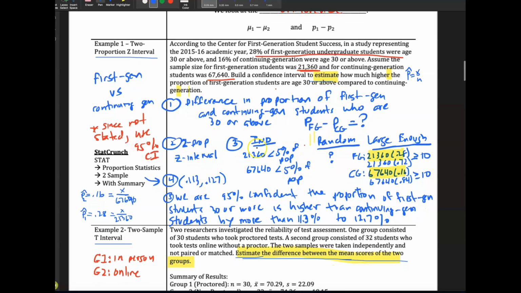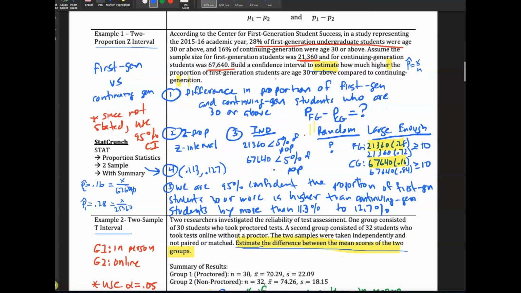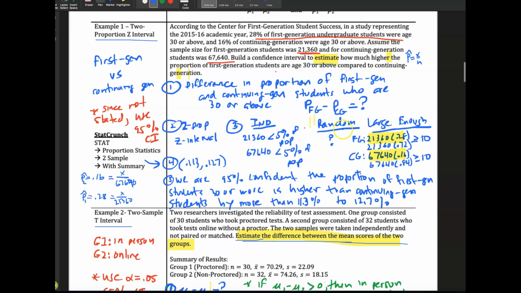Now, let's continue on again. Step 2 is name the procedure, a 2 proportion Z interval. It's named here. Since it's not stated, we're going to use a 95% confidence interval. And then we go ahead and check the requirements: independent, random, and large enough. We don't know if the sample was random, so it's a question mark for us. And depending upon what our population is, these numbers we're going to assume are less than 5% of the population of students, college students who go to college.